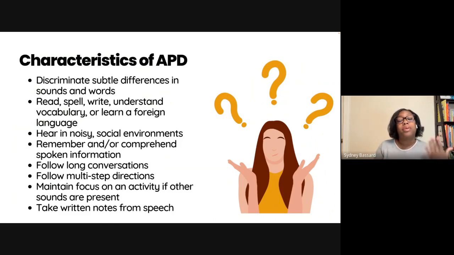Being able to hold on and remember that spoken piece of information. Following along with a long conversation that someone's having, especially if people are consistently changing the topic from one thing to another, you might not be able to hold on to it. Following multi-step directions, as we said at the beginning, even if we have a one-step direction, but we add cues of color, different adjectives, quantity, amount, locations, that's making our one-step direction more complex. Maintaining focus when other sounds are present, and then it even trickles all the way down to being able to take written notes from speech.